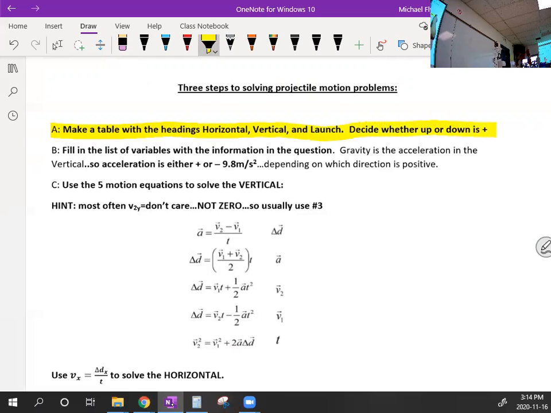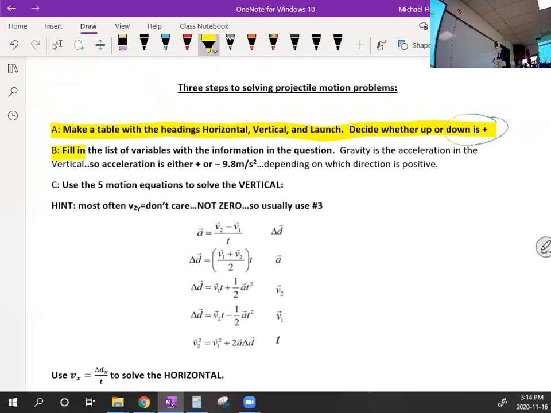Decide whether down is positive. This is actually a crucial step. I always tell students, if the object is being launched upwards, you might want to make up as positive, okay? But you don't have to, it depends. If it's launched from the side of a cliff and it ultimately ends up below its starting position, you can make down positive. It really doesn't matter. As long as up and down aren't both positive numbers, you're good and you're not making a mistake, okay?